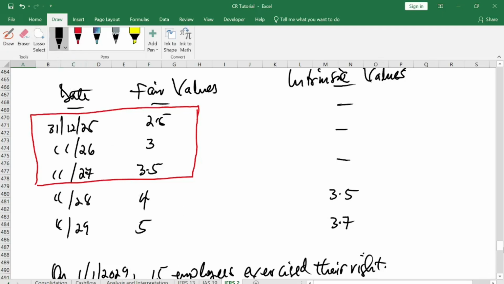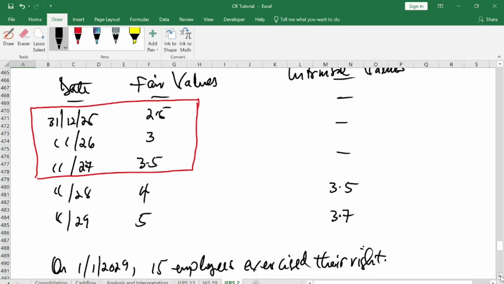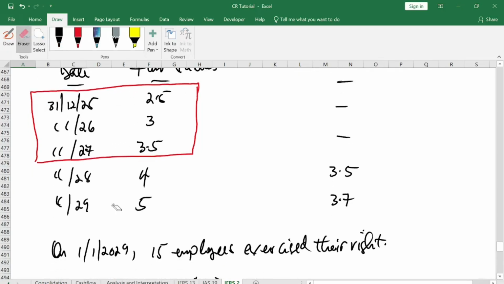And the question says that on 1st January 2019, that means the following year. No, it shouldn't be 2019. It should be 2028. So after the thing has vested in 2027, the following year, 1st January 2028, 15 employees exercise their rights. So the following year, 15 employees exercise their rights.